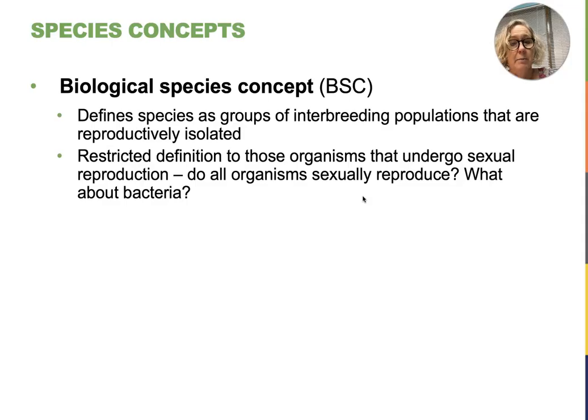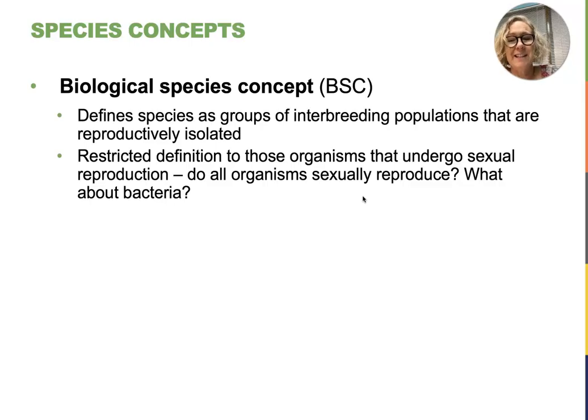Okay. Let's talk about species for a second. I just want to talk about the different definitions of species. The biological species concept defines species as groups of interbreeding populations that are reproductively isolated. So it is restricted to those organisms that undergo sexual reproduction. Do all organisms reproduce sexually? No. What about bacteria?